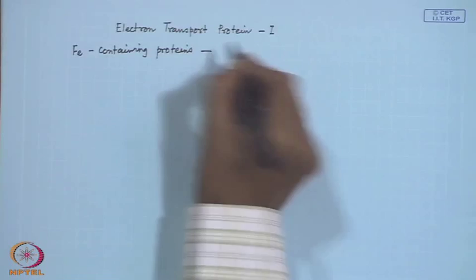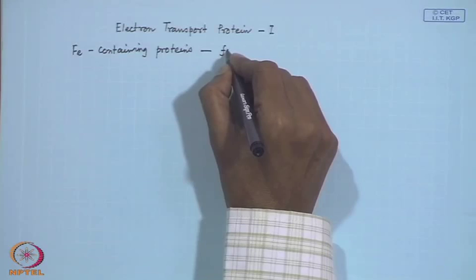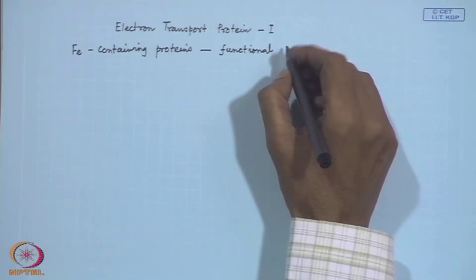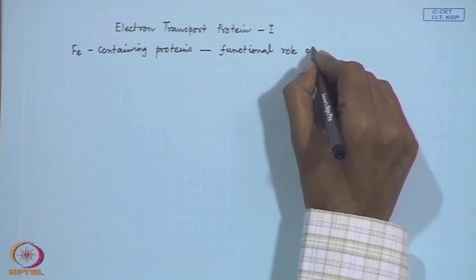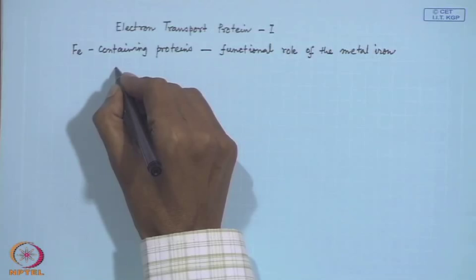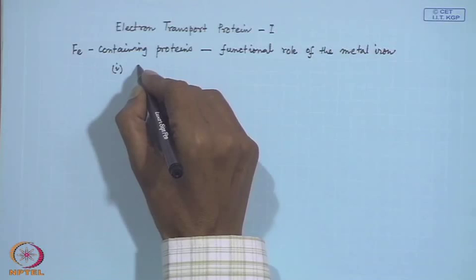and we'll think about the functional role basically, which is very important to know how iron is functioning there for different types of reactions. So we'll think about the functional role of the central metal ion, that means the iron. In all these molecules, it can play one part as a structural role.